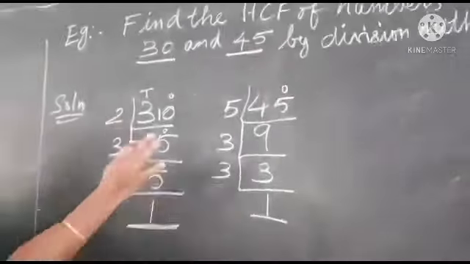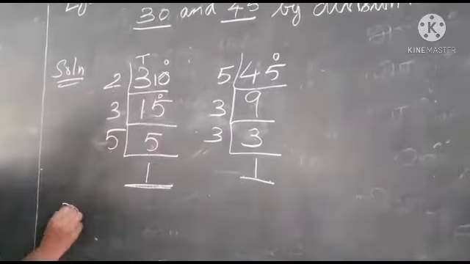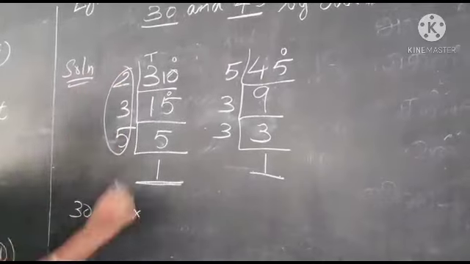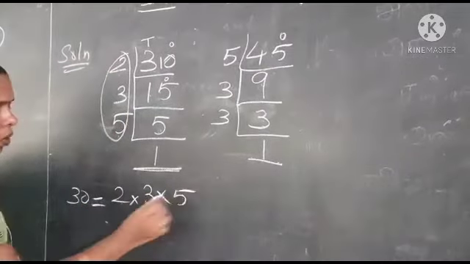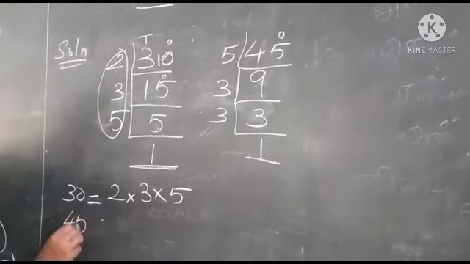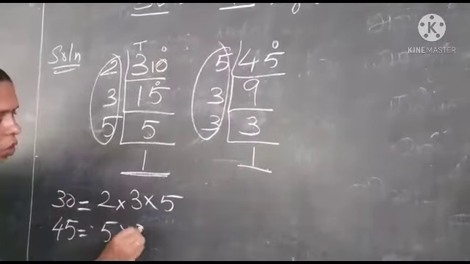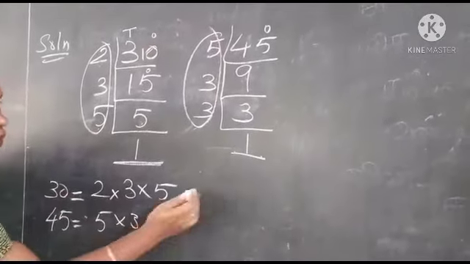Next you write all the factors together. For 30, what are the factors? See, children, write all the factors: 2 into 3 into 5. Next write the factors of 45. What are the factors of 45? 5 into 3 into 3.